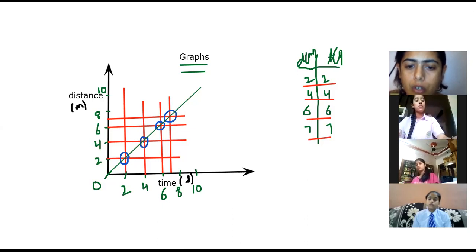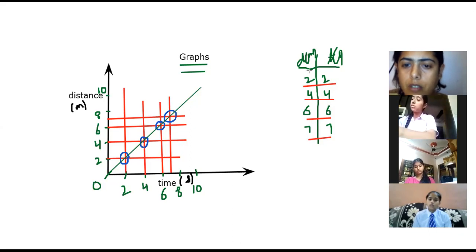Anji, Ramanjeet Kaur, kindly switch on the camera. Sukhmanjot, you both are left. Kindly switch on the camera, please, quickly. Vanshika, switch on your camera.